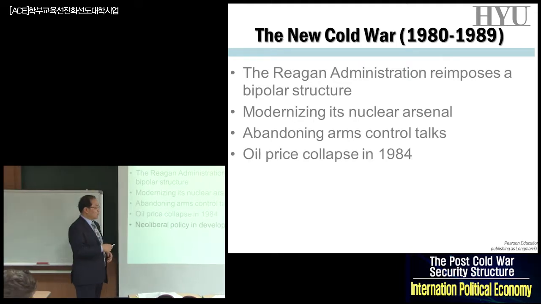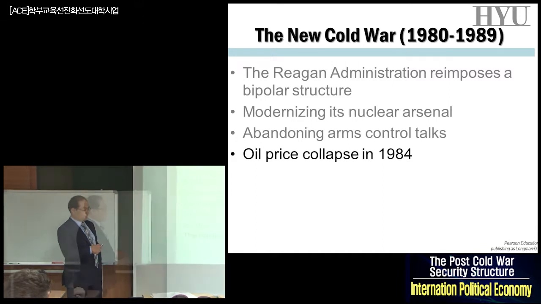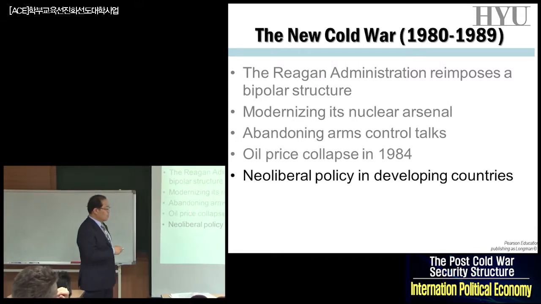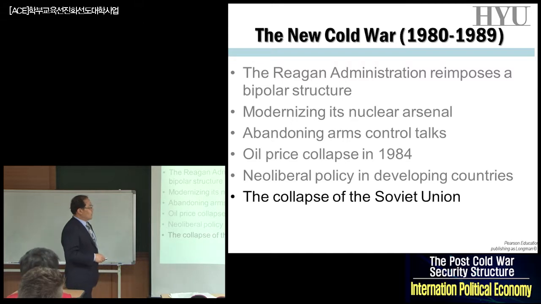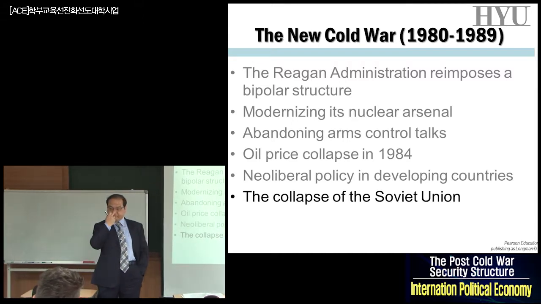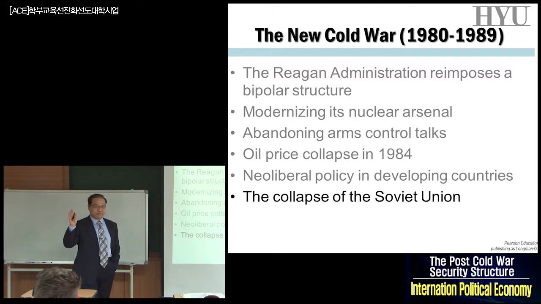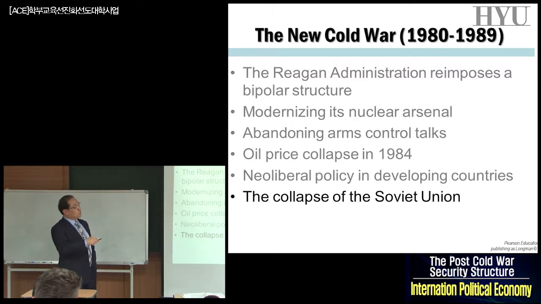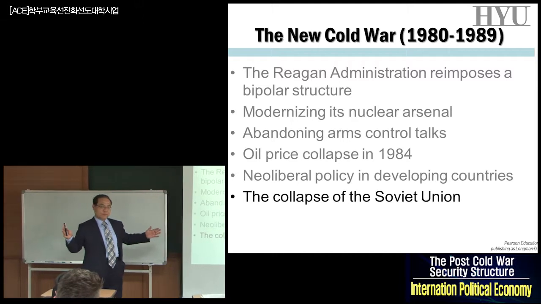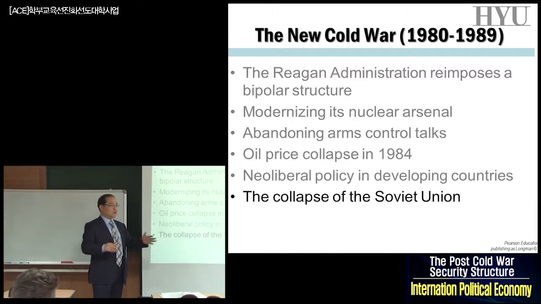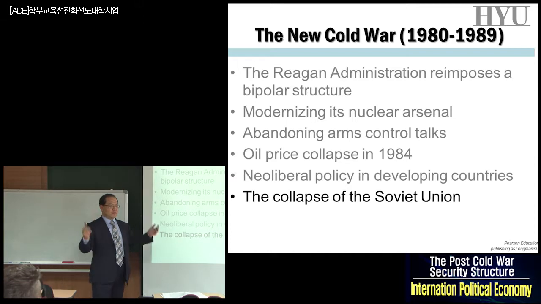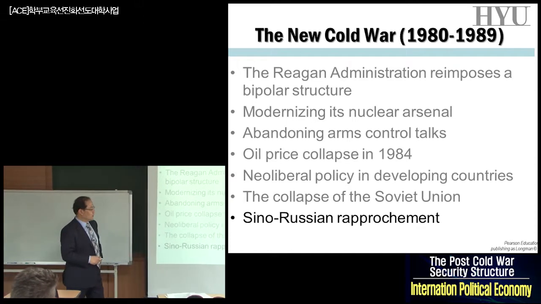This is a repetition of what happened in 1984. The oil price collapsed in 1984, leading to the collapse of the Soviet Union, and neoliberal policy was implemented in developing countries. That's what we saw in previous chapters. And the Soviet Union collapsed, broke up, and the Cold War system ended, together with the collapse of the Soviet Union. Then a completely new system emerges after 1980.